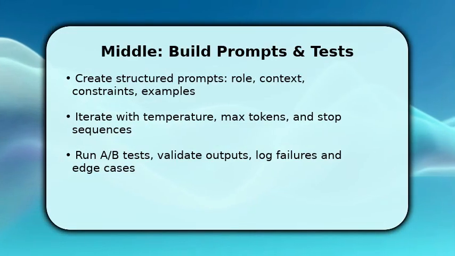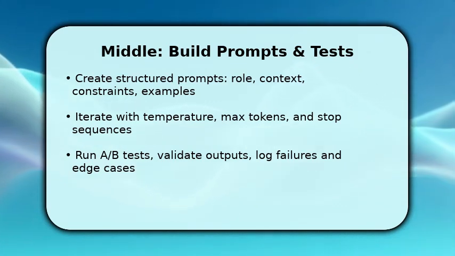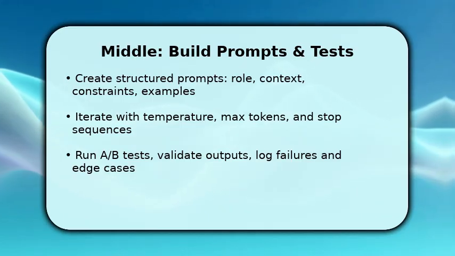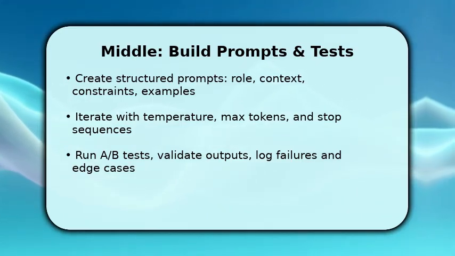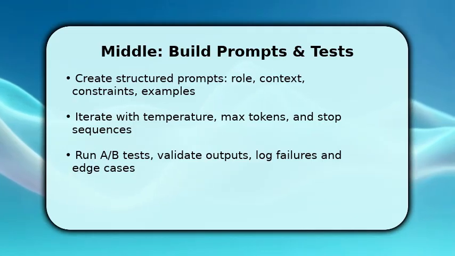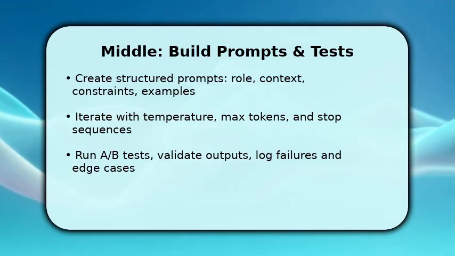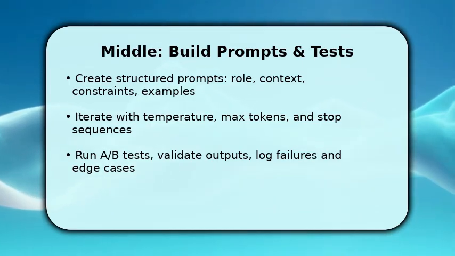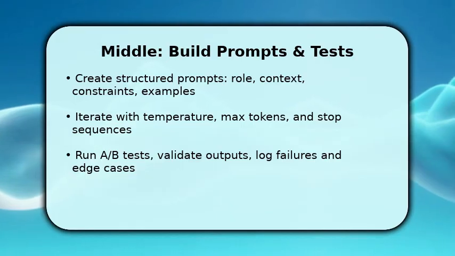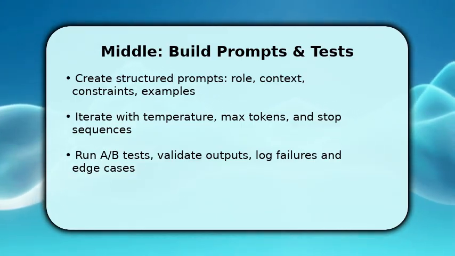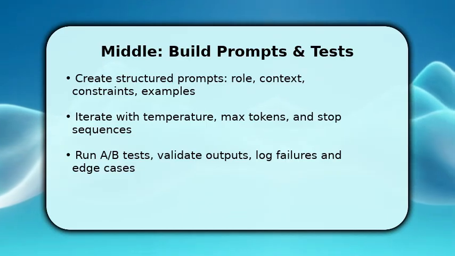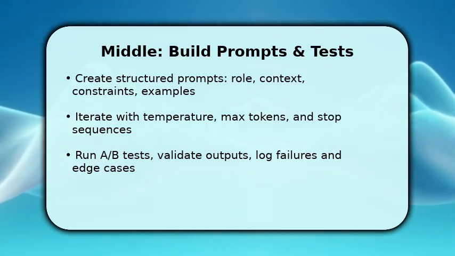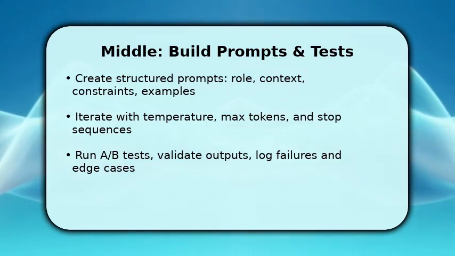You construct structured prompts that state role, context, constraints, and examples. This reduces ambiguity and steers behavior. Once written, tune parameters like temperature for creativity, max tokens for length, and stop sequences for clean endings, because those settings shape the model's responses. Then run A/B tests on representative inputs, validate outputs against criteria, and log failures and edge cases. These iterations uncover where prompts or parameters need repair before scaling or integrating into pipelines or apps.